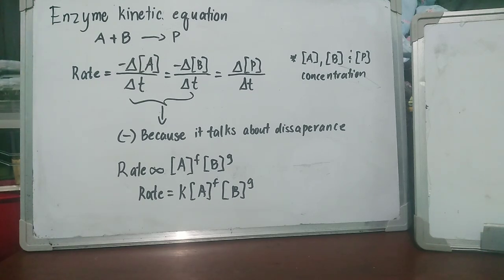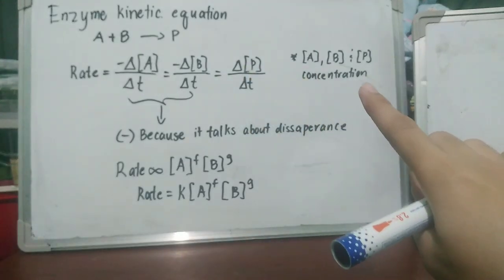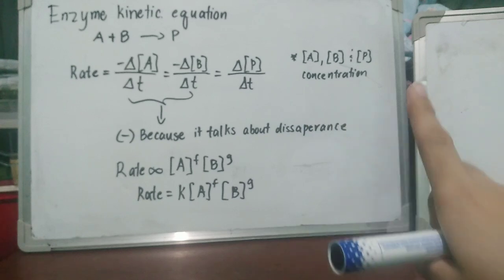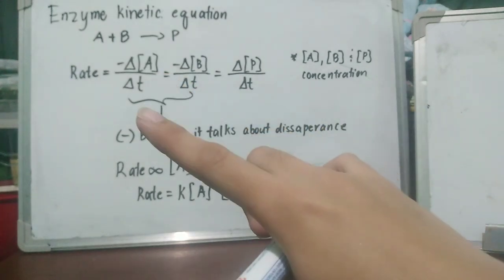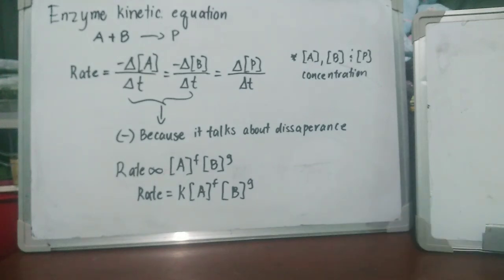So, we can say that the rate is equal to the negative delta concentration A. Take note, bakit naka-bracket si A, B, and P? Because it talks about the concentration or the molarity. Concentration yan siya. So, pagkabasa nito, negative delta concentration A all over delta T is equal to negative delta concentration B all over delta T is equal to delta concentration P all over delta T. Wherein delta T talks about the time.